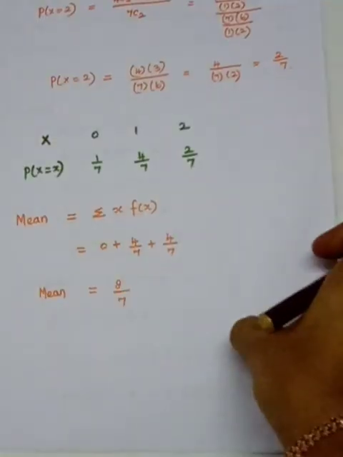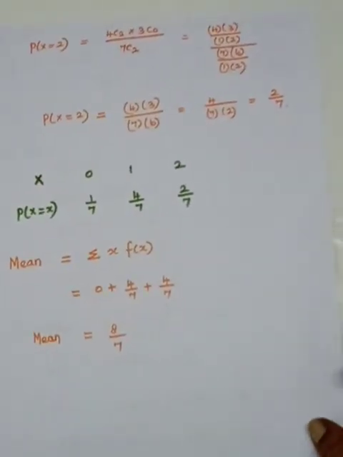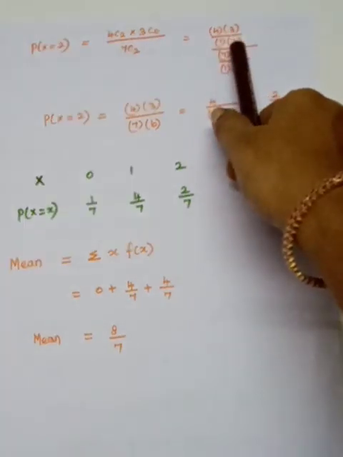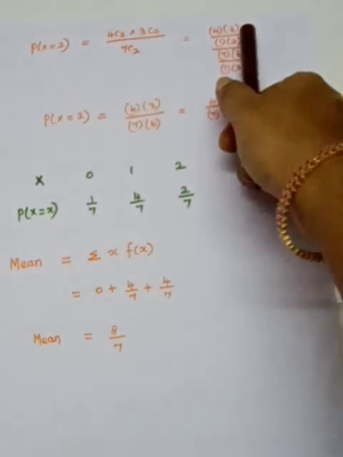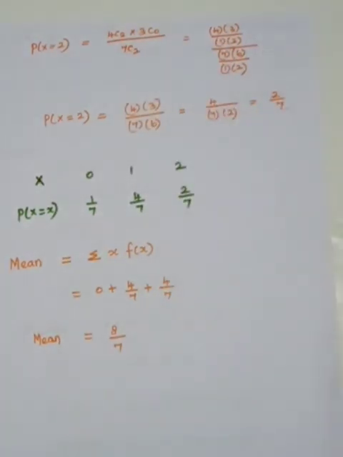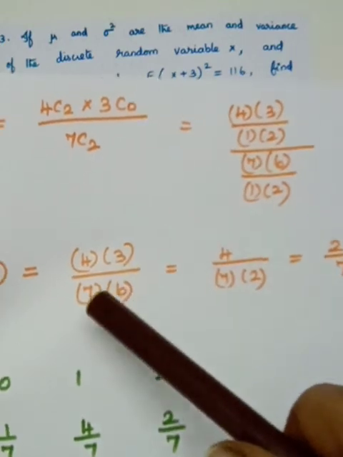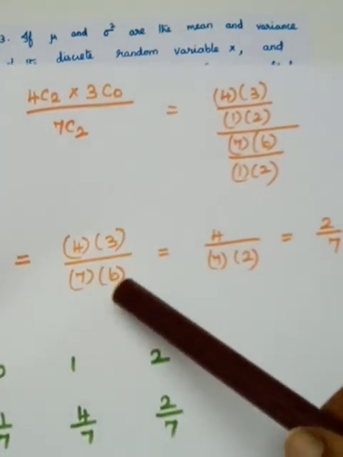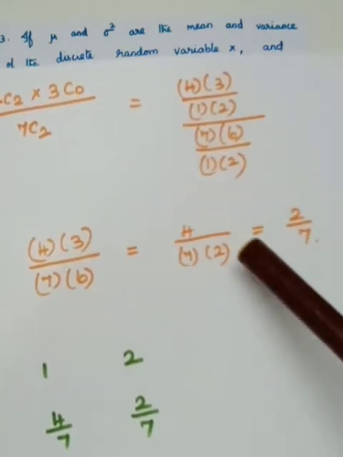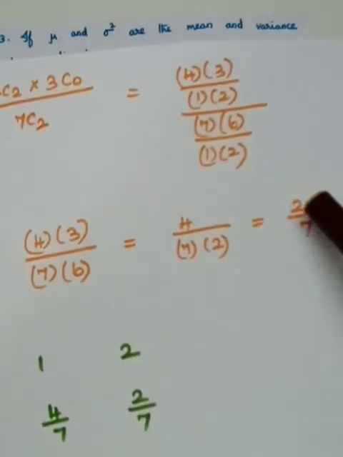Without replacement means you can use the combination. 4C2, how will it be written? 4 into 3 divided by 1 into 2. 3C0 is 1, so into 1 the same answer. Divided by 7C2, which is 7 into 6 divided by 1 into 2. This 1 into 2 denominator gets cancelled. So you have 4 into 3 divided by 7 into 6. This 3 and 6 get cancelled, so 4 by 7 into 2. This 2 and 4 get cancelled. Here the numerator is 2 by 7.